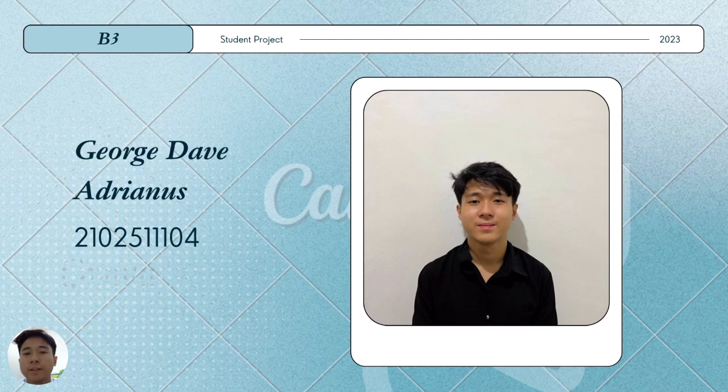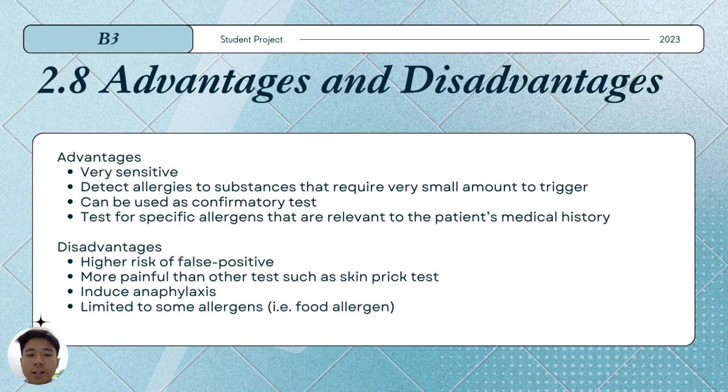I'm going to explain about the advantages and disadvantages of the intradermal test. For the advantages, the first one is that it is very sensitive and can be considered more sensitive than other skin tests, for example, the skin prick test. Next is that it can detect allergies to substances that require a very small amount to trigger the reaction. And then in terms of diagnosing allergy, it can be used as a confirmatory test when other tests, for example, the skin prick test or blood test, show inconclusive results.